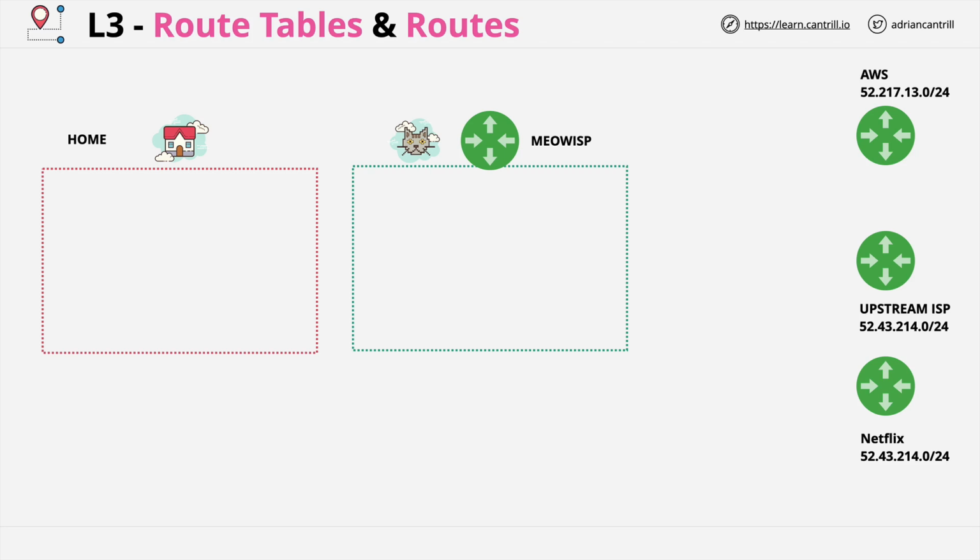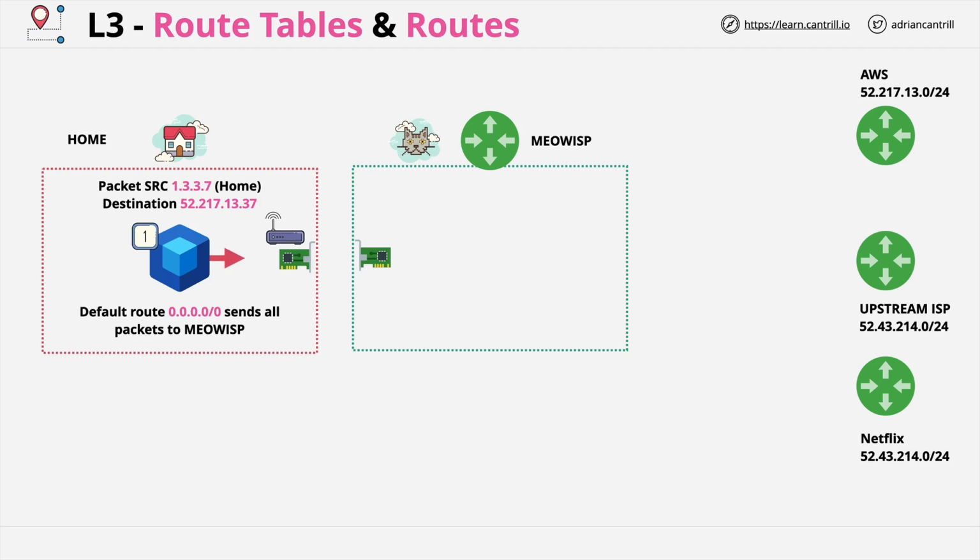Now we want to communicate with AWS, and so we create a packet on our local device which has our IP address 1.3.3.7 as the source IP address, and it has a destination IP address of 52.217.13.37. Now you're going to have an internet router within your home, and this is where your device will send all of its data through. That router has what's known as a default route, which means all IP traffic is sent to it on its way to Meow ISP. Now I'll explain what a default route is in a second.